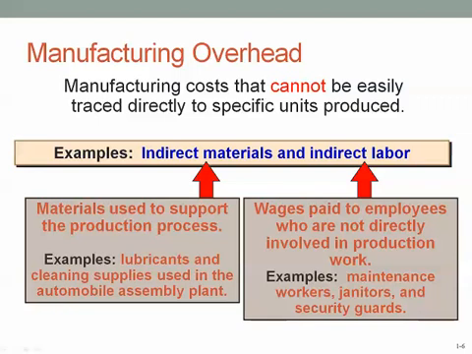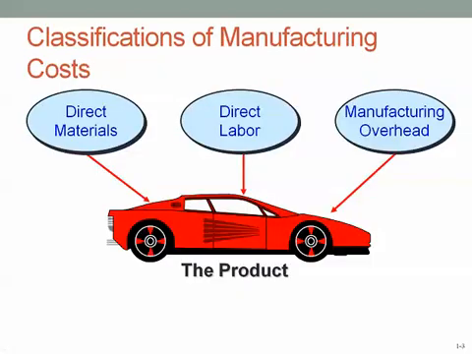Other examples of manufacturing overhead include maintenance and repairs on production equipment, heat and light in our factory, property taxes and depreciation on our factory, insurance on the manufacturing facilities. Again, one of the key words is factory. If the cost has something to do with our factory and manufacturing or making our product, then it is considered a product cost. And of product cost, there are three types: direct materials, direct labor, and manufacturing overhead.